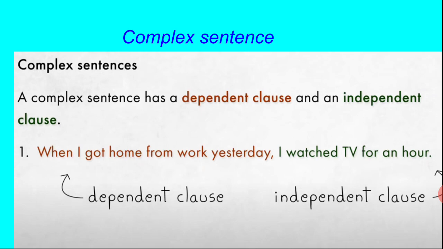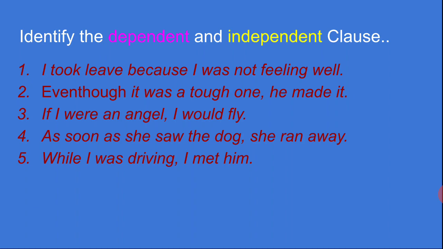Now, the two ideas give meaning for the sentence. So, complex sentence is what? It has a dependent clause and also an independent clause. Okay. Now, identify the dependent and independent clause. I took leave because I was not feeling well. In this sentence, which part gives complete meaning and which part gives incomplete meaning? In the second sentence, even though it was a tough one, he made it. Which part gives complete meaning, which is the independent clause and which is the dependent clause?